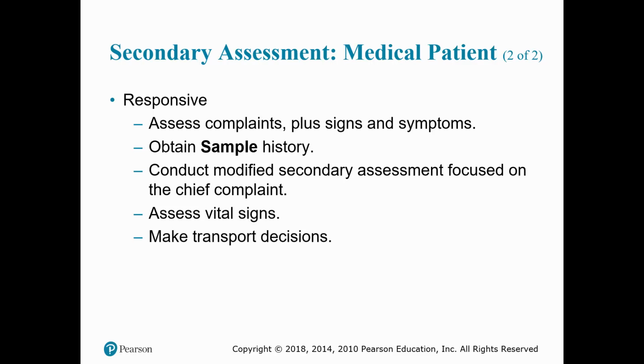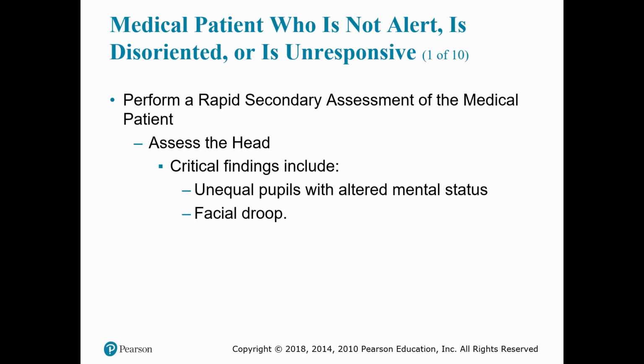Our rapid secondary assessment of the medical patient, when we assess the head, if we find anything critical such as unequal pupils with altered mental status or facial droop, those are critical and it makes this patient high priority. If you look inside the mucosa, inside the mouth, the oral mucosa, and find that they're pale, that may indicate that the medical patient has been losing blood over a long period of time, such as a GI bleed.